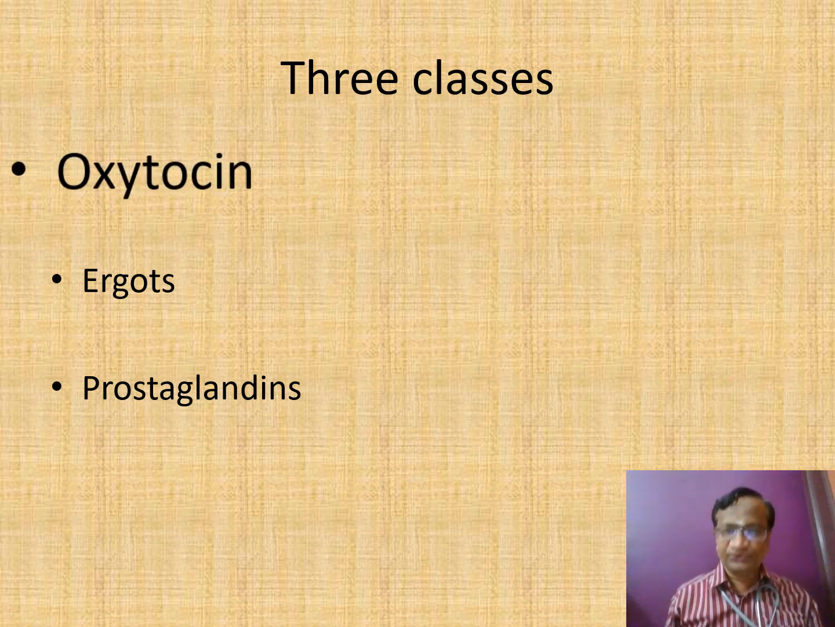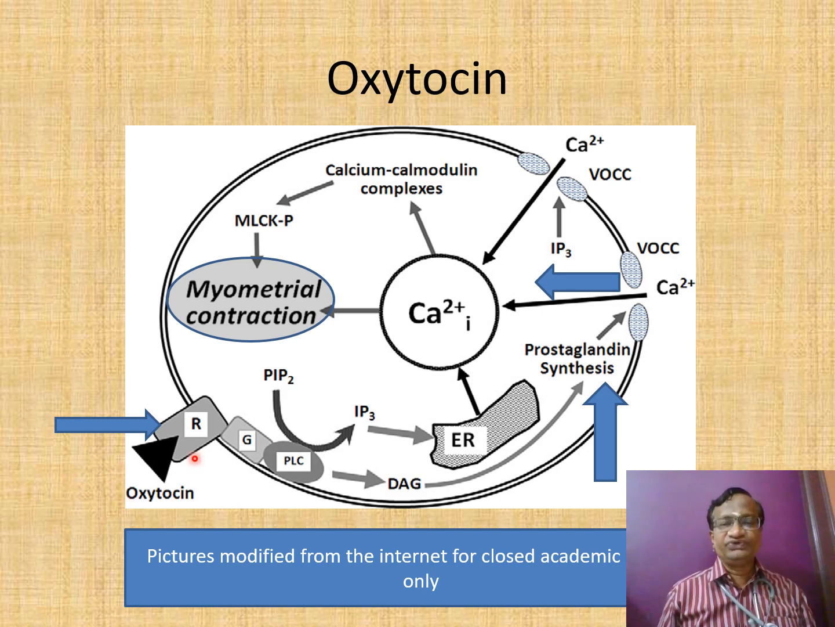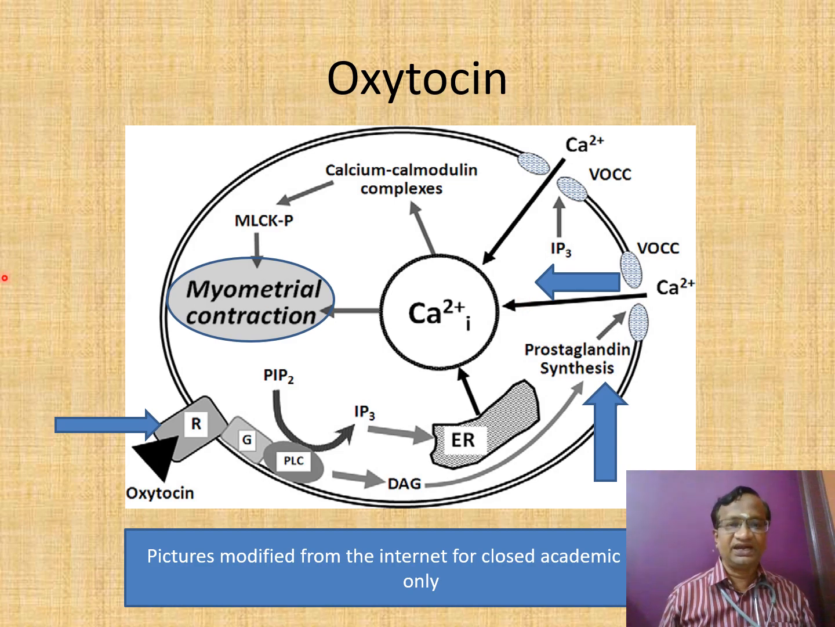Now we will go to oxytocin. Oxytocin acts on the oxytocin receptors to increase the myometrial calcium so that the uterus contracts. Prostaglandin also acts through calcium, but through a different mechanism. So calcium is the main source of myometrial contraction, induced by oxytocin from this side and prostaglandin from this side.